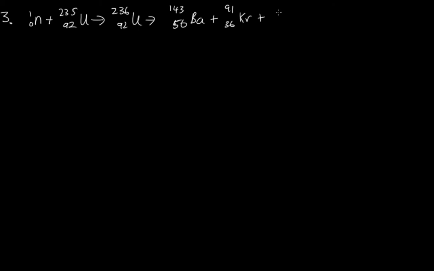Problem 3. In this problem, we're told that a common nuclear decay in nuclear power plants is a neutron (1 0 n) plus uranium-235 (235 92 U) going to, well, this forms uranium-236 (236 92 U), which is unstable, and then can decay into barium-143 (143 56 Ba) and krypton-91 (91 36 Kr) plus 2 neutrons.